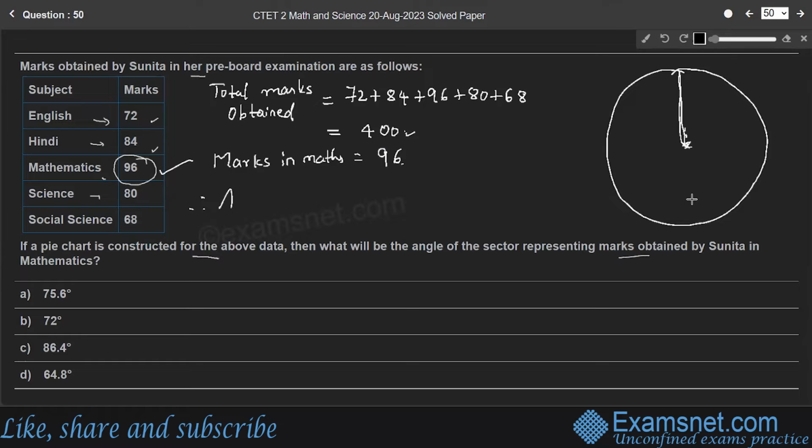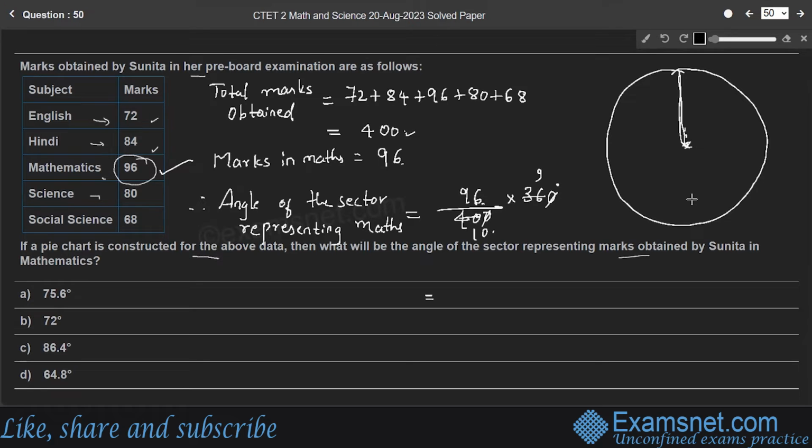Therefore, the angle of the sector representing maths is equal to, out of 400 total marks, she got 96 marks for mathematics. Therefore, 96 by 400 into 360 degrees. You can cancel 2 zeros. So 4 into 9, 4 into 10. So it becomes 96 into 9 by 10. 9 into 6, 54. 9 into 9, 81, plus 5 is 86. So it is 864 by 10, which is 86.4 degrees.